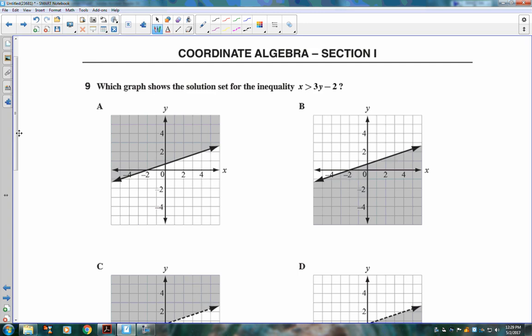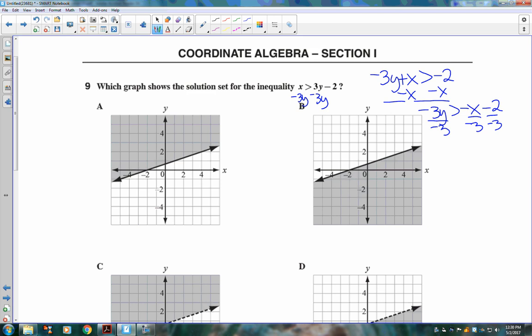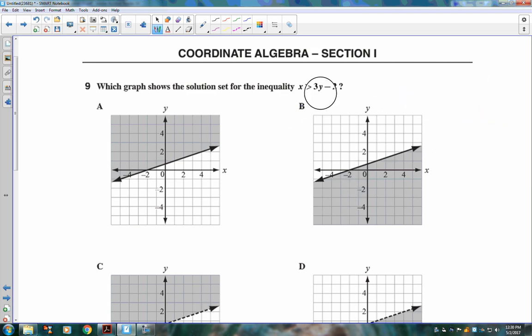All right, so here, if I want to put that into slope-intercept form, it's just easier to graph it, then I need to subtract the 3y from each side. Then I have -3y plus x is greater than -2, and subtract the x from each side. I have -3y is greater than -x minus 2. Now I need to divide everything by -3. You know what? That's not the easiest way to do this problem. Let me show you a different way. Let me back that up a minute.